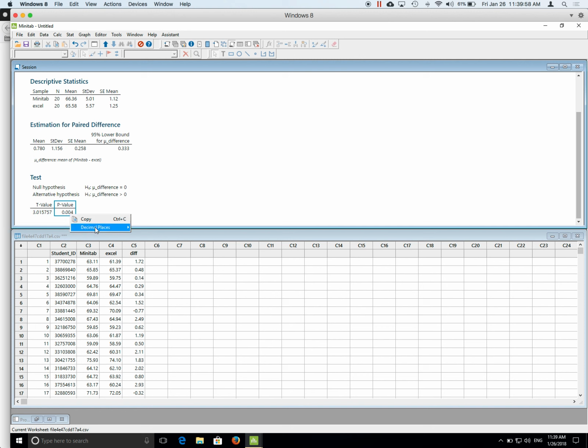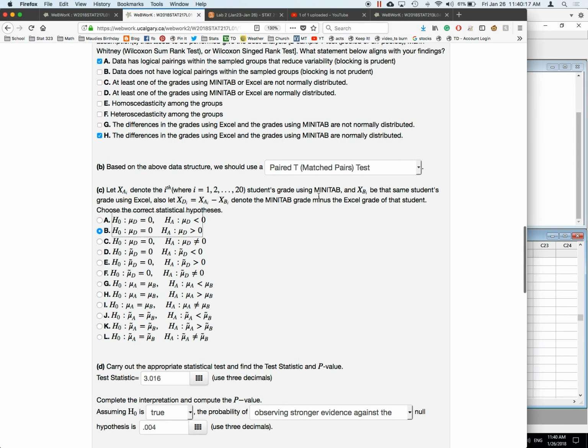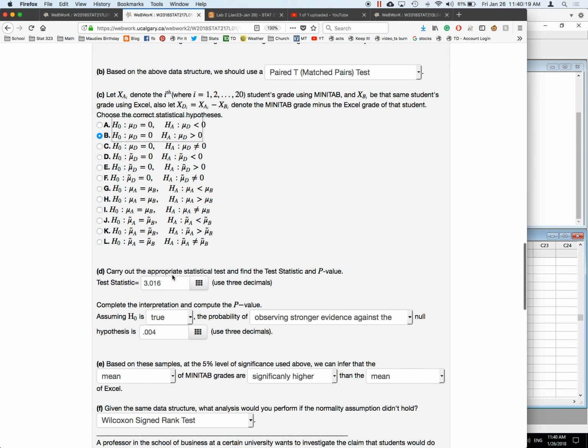Okay, something else of note, even though Minitab doesn't state it here, the degree of freedom for a paired t-test is the number of pairs. So here in this case, 20 minus 1. So the degree of freedom would be 19, even if it's not mentioned here. That is in fact what the degree of freedom is. So I put in the test statistic here.